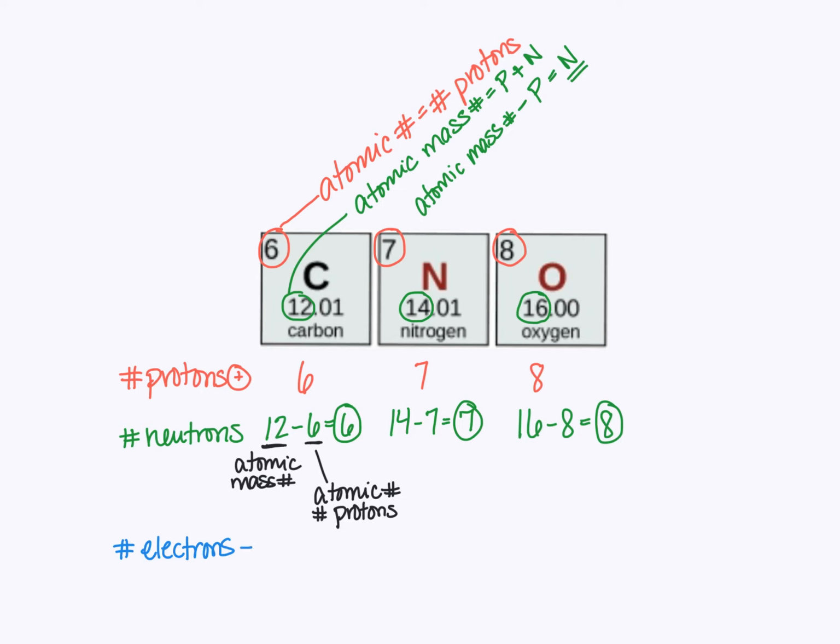And remember that electrons are negatively charged, so I like to put a little negative to remind myself of that. And so the charges cancel each other out. So for example, an atom of carbon has 6 positively charged protons and it's going to have 6 negatively charged electrons. Nitrogen is also going to have 7 electrons because it has 7 positively charged protons. And oxygen is going to have 8 negatively charged electrons because it has 8 positively charged protons. So to get the number of electrons, you just have to look at the number of protons, which remember is also based on the atomic number.